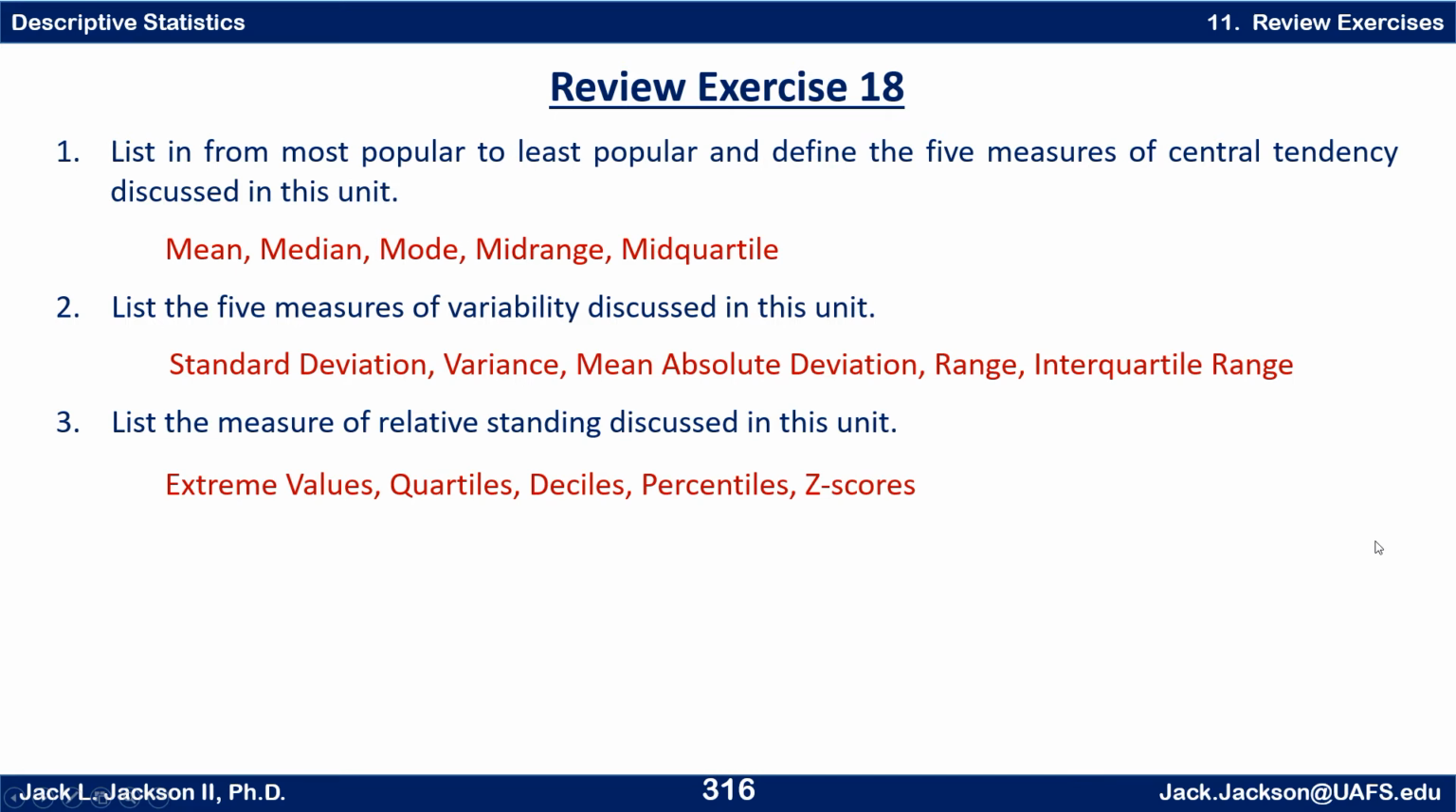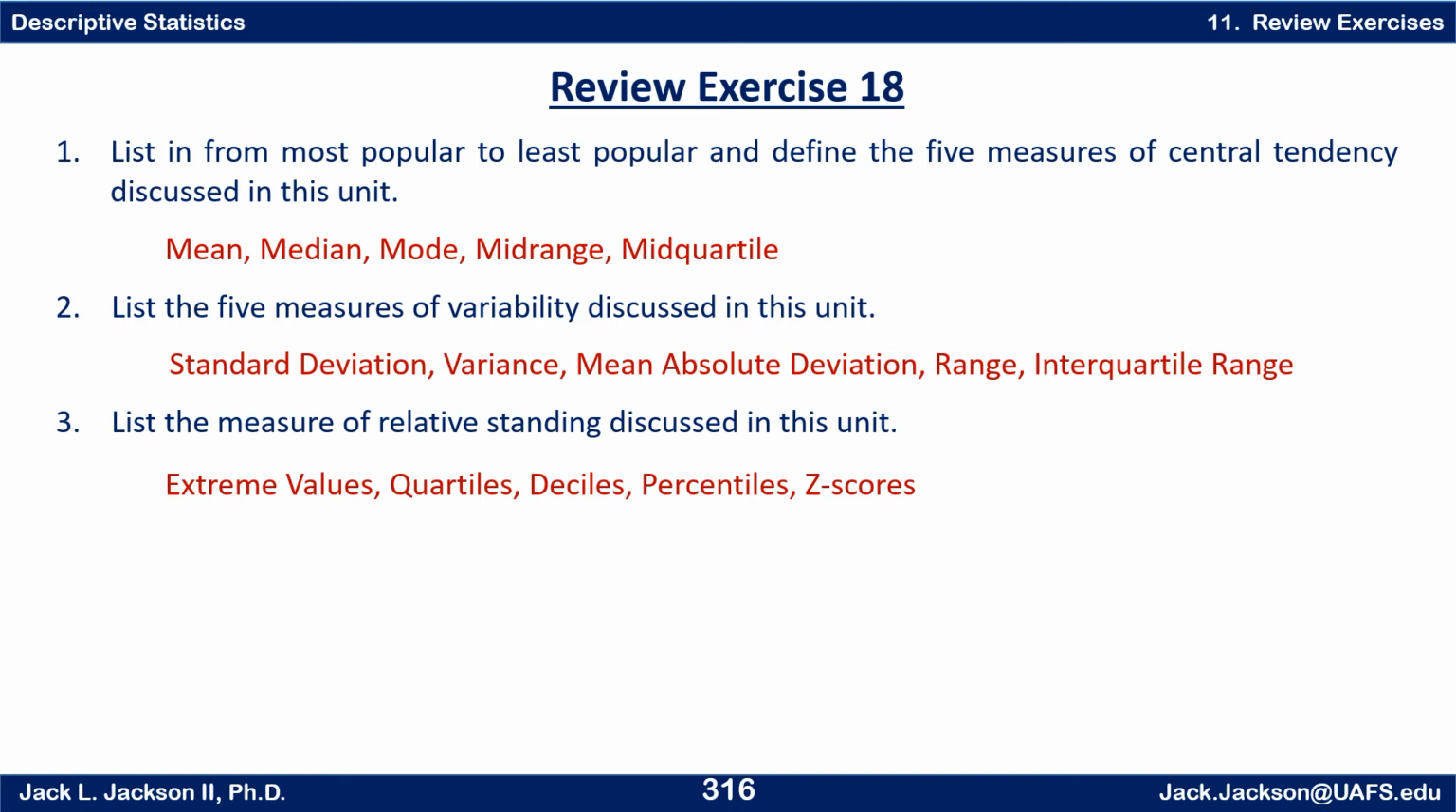Well, the 5 measures of central tendency we studied were mean, median, mode, mid-range, and mid-quartile, and those are in the order of most often used. Mean is the most often used. Median is also used very, very often. In fact, it's really good to report both of those two values. The mode is a little bit less used than those two, but still quite often used. The mid-range and mid-quartile are used a lot less often, with the mid-quartile being very rarely used.